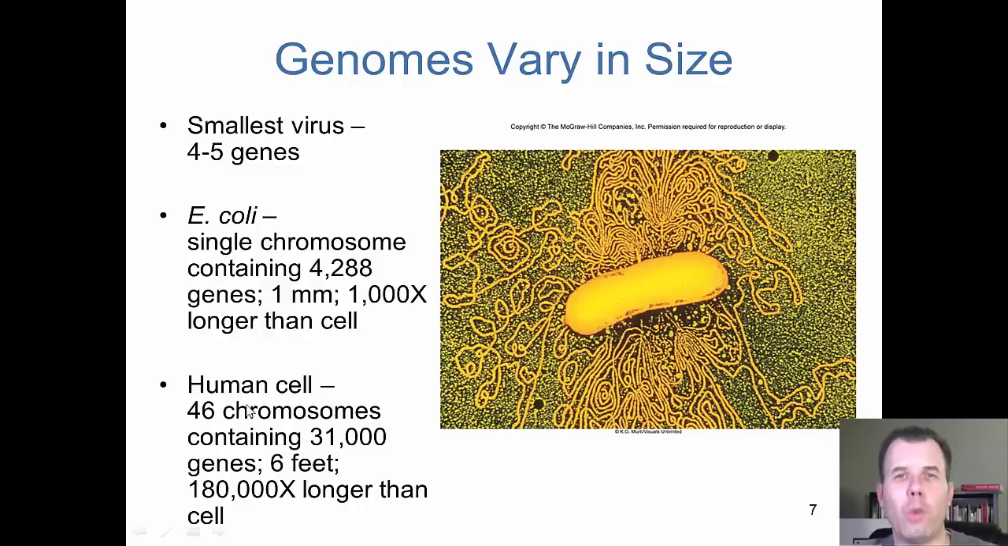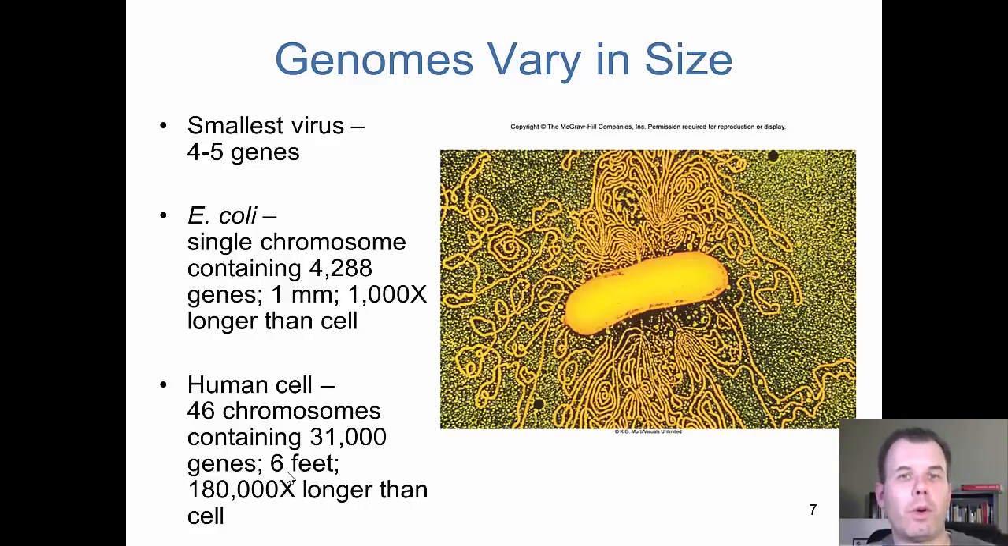Now, if we compare that to our cells, we actually have 46 chromosomes compared to 1, and we have about 30,000 genes compared to 4,000. So we have much more DNA packed into our cells. If you took all the DNA out of your cheek cell, that would range all the way from one end all the way to the other. And most of you guys are under 6 feet tall, so your DNA would actually be taller than you. And so that's the case. Now, if you're over 6 feet, then obviously that's not the case.